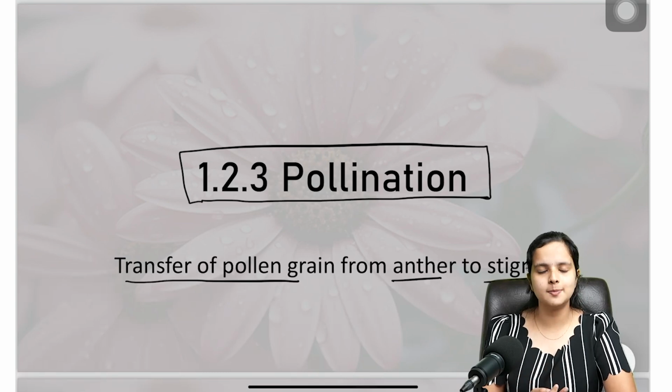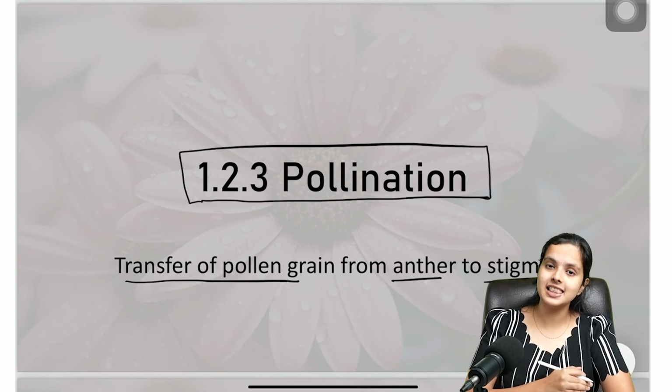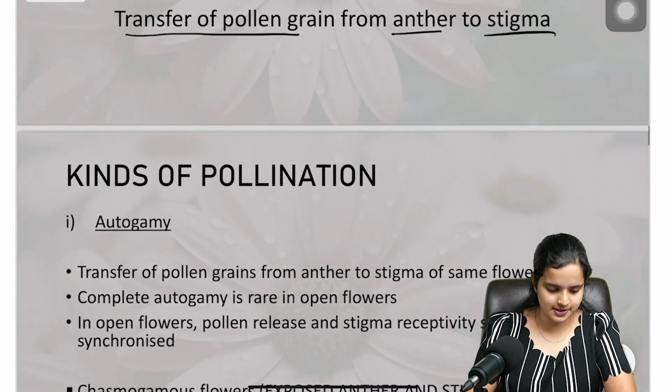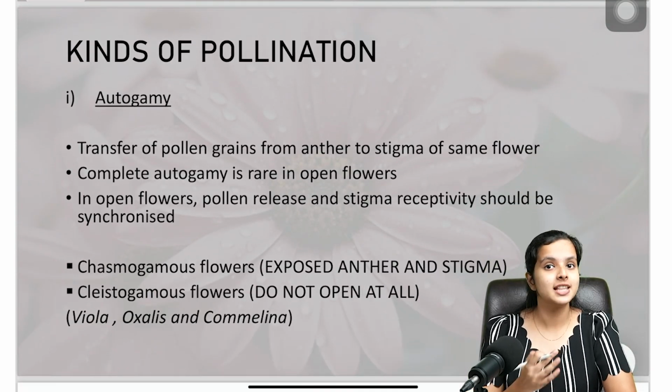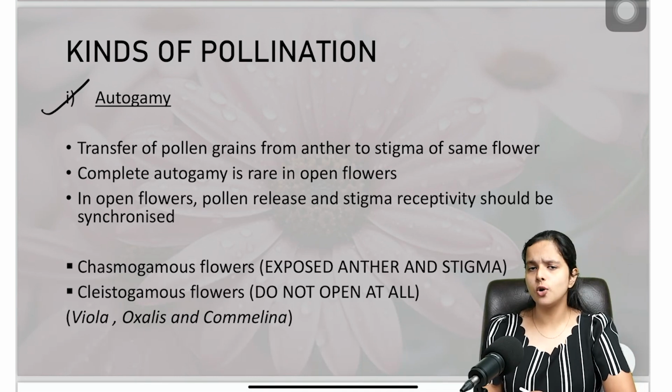So pollination is simply the transfer of pollen grains from anther to stigma. Pollination is actually of 3 types. The first one being autogamy. So what do you mean by autogamy?